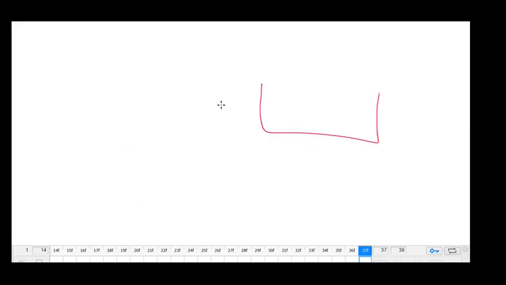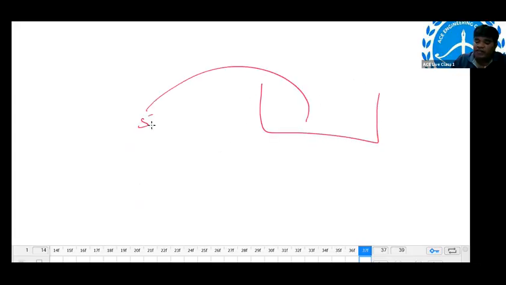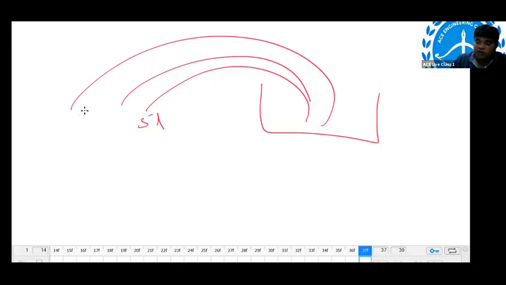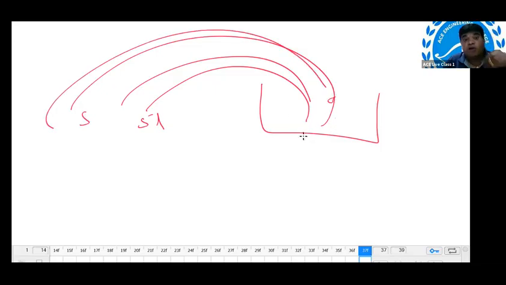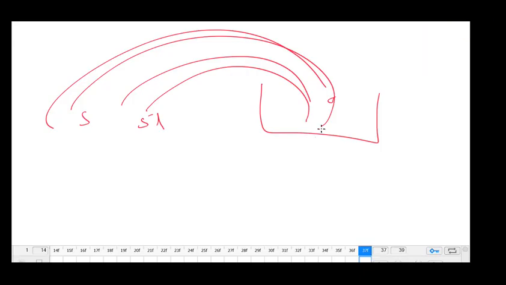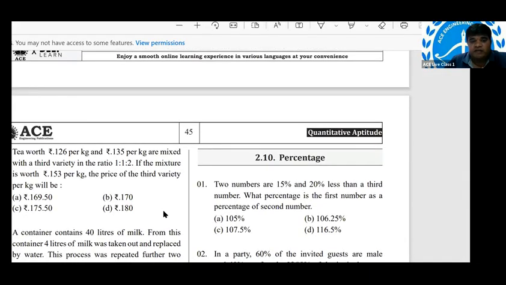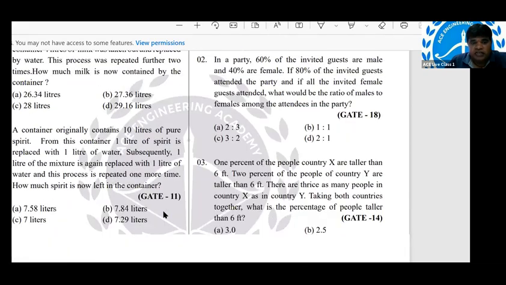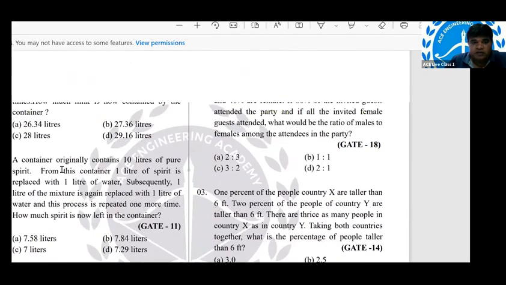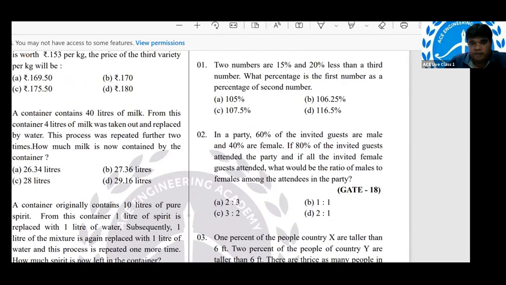Now tell me, Girija: first time he removed 5 liters, again added 5 liters, again removed 5 liters, again added 5 liters. This operation is performed one more time. So total how many times is the operation completed? 3 times, sir. Now come to the questions and directly apply the formula. Use the calculator, friends.